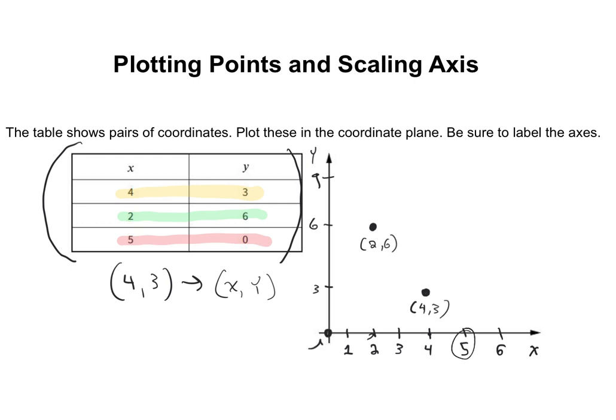So x is 5 right here, and y is 0. This is the origin, the point 0, 0. So we can actually plot our point right there on the x-axis. And that is the point 5, 0.